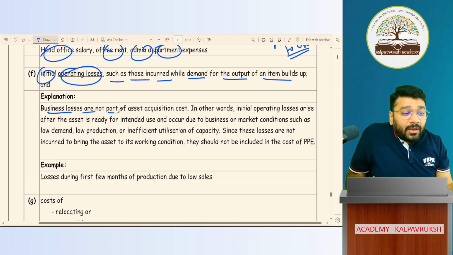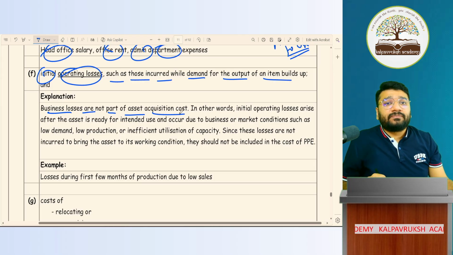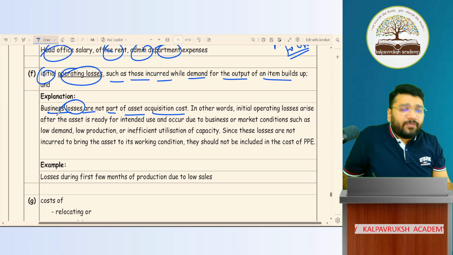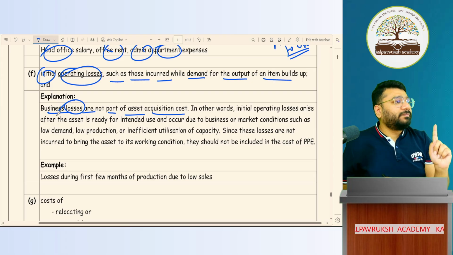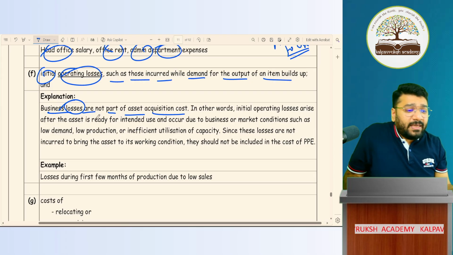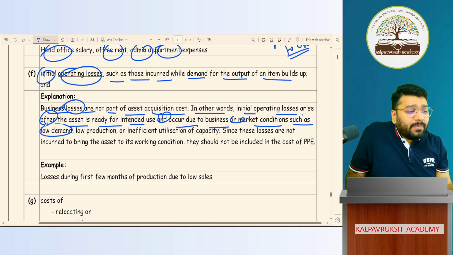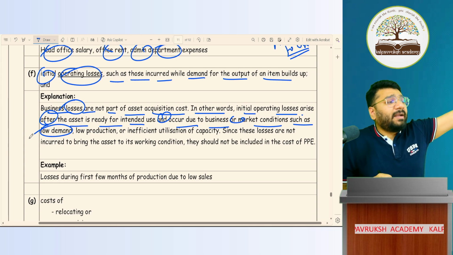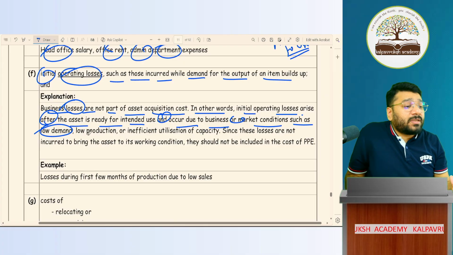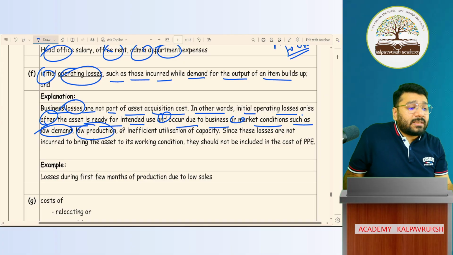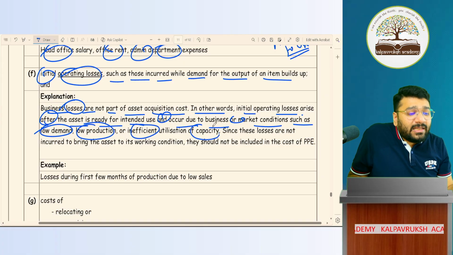Business losses are not a part of the asset acquisition cost. Is this loss required for intended use of the machinery? No. So this cannot be a part of the cost of PPE. In other words, initial operating losses arise after the asset is ready for intended use and occur due to business or market conditions such as low demand. Why am I in loss? Because demand is low. Why am I in loss? Because the production is low. Why am I in loss? Because I'm inefficient in utilizing the machinery.